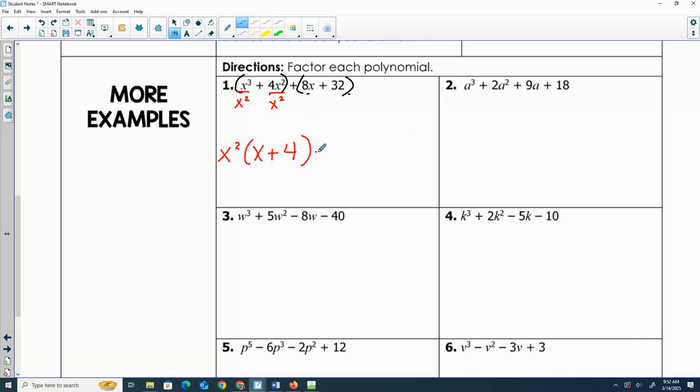Then we do the second one. 8x and 32, what can we take out of both? 8.